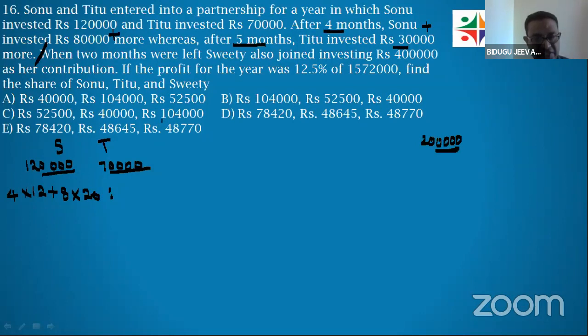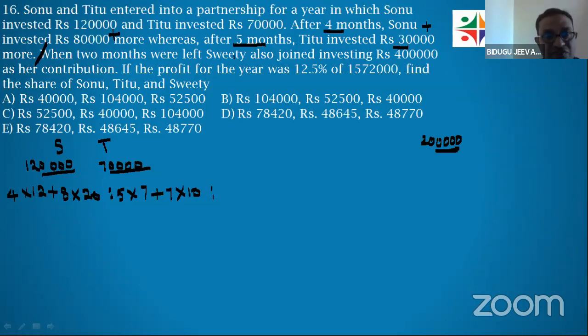If anything is there, please put it in the chat box so that we'll get back to you. Now, T2. What is the status of T2 after 5 months? The first 5 months he has 70,000. For the next 7 months, 30,000 is added. So it has become 1 lakh, that is 10, because I removed 4 zeros.